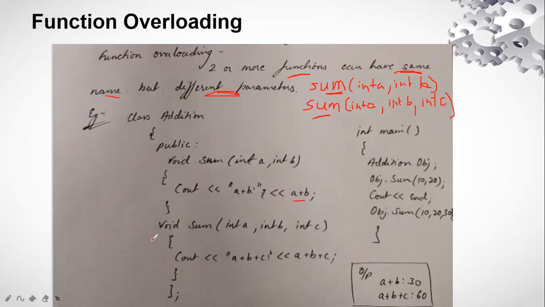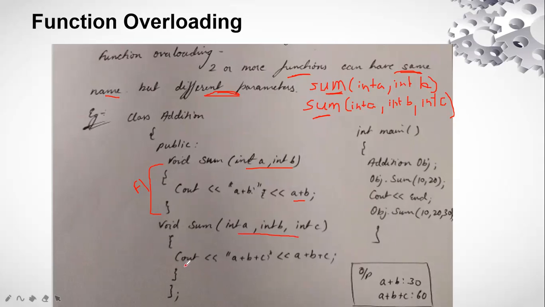The next function is void sum. This is the first function with the name sum, and it has two arguments. Another one is void sum(int a, int b, int c). That means again the same function name, but it has three arguments, three parameters. And what will it do?